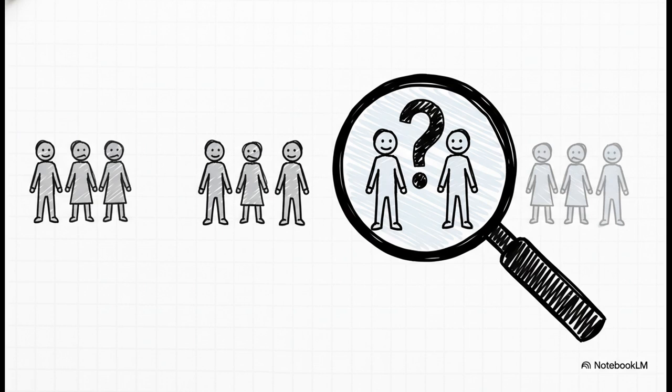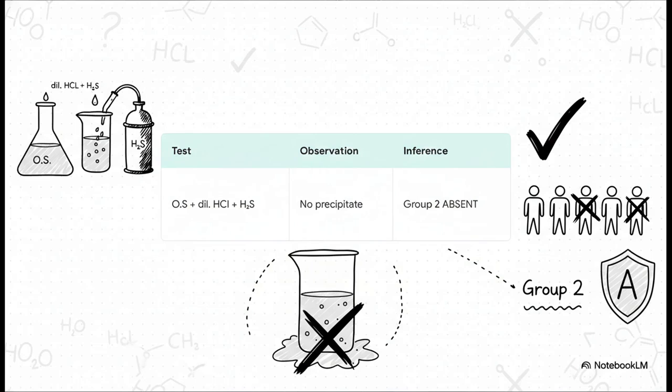So let me show you how this works. We're going to start by checking if our suspect belongs to group 2. This test will either tell us to keep digging into this group, or it'll tell us that they all have a solid alibi. So we take our solution, add some dilute HCl, and then bubble in some hydrogen sulfide gas. We wait, and our observation is nothing. Nothing happens. No solid forms.